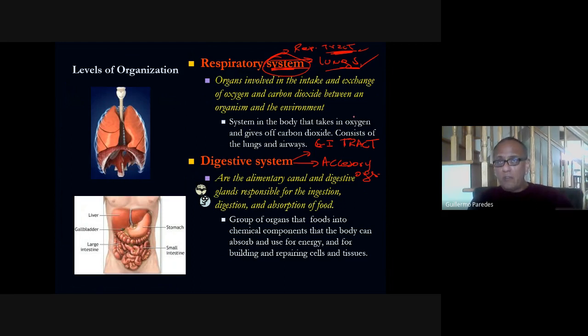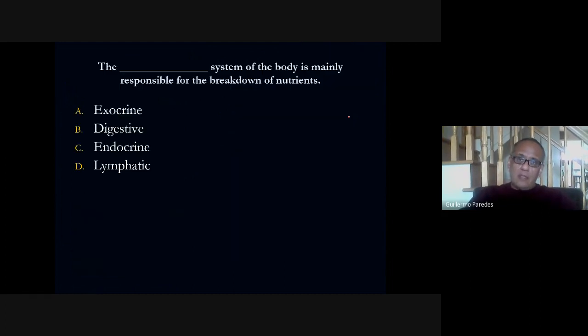What are the accessory organs? The liver, gallbladder, pancreas, salivary glands, teeth, tongue. Those are the accessory organs of the digestive system. Okay? So you need to remember that at minimum.